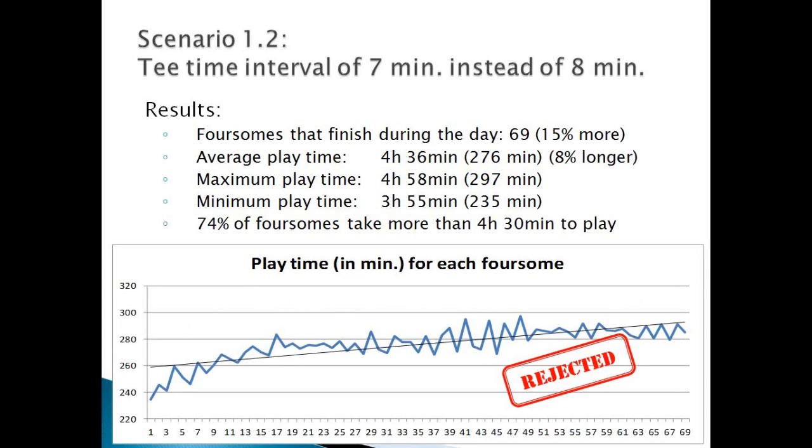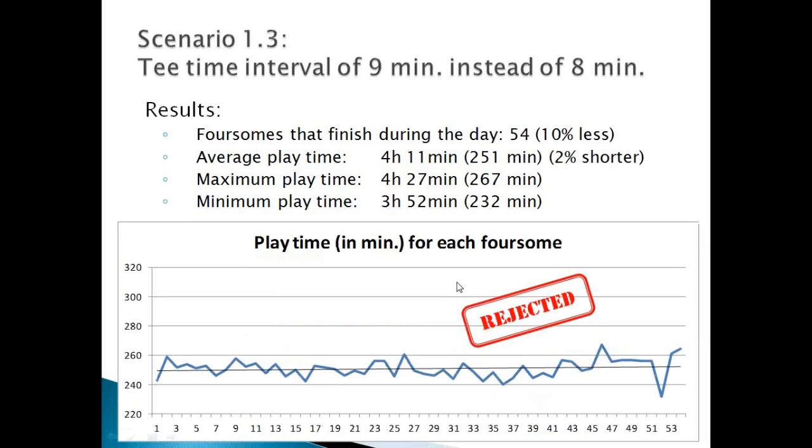Next, we tried to be a little bit greedy and reduce the tee time interval to 7 minutes instead of 8. The result is that we can put in 15% more revenues, 15% more foursomes during the day, 69 instead of 60. But the play time is really unacceptable. On average, 4 hours 36 minutes, up to almost 5 hours in some cases, and three quarters of the foursomes take more than 4.5 hours to play. So that's rejected. As you can see, the play time becomes really long after a couple of hours have elapsed.